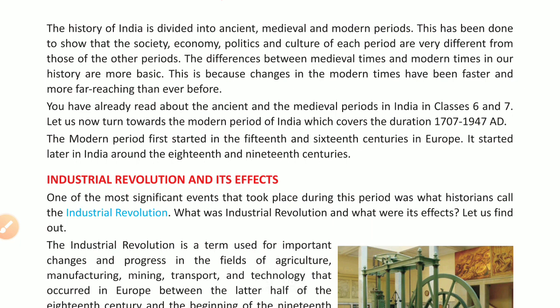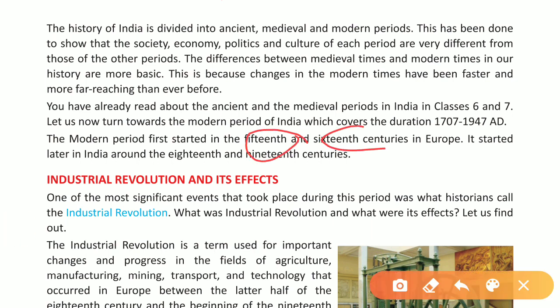Second paragraph. You have already read about the ancient and medieval periods in India in class 6 and 7. Let us now turn towards the modern period of India, which covers the duration of 1707 to 1947 AD. Already I told you 18th century onwards we start the modern period. The next line says that the modern period first started in the 15th and 16th centuries in Europe. In case of Europe, the modern era is considered to have started in the 15th and 16th century. But in case of India, it is around the 18th and 19th century.